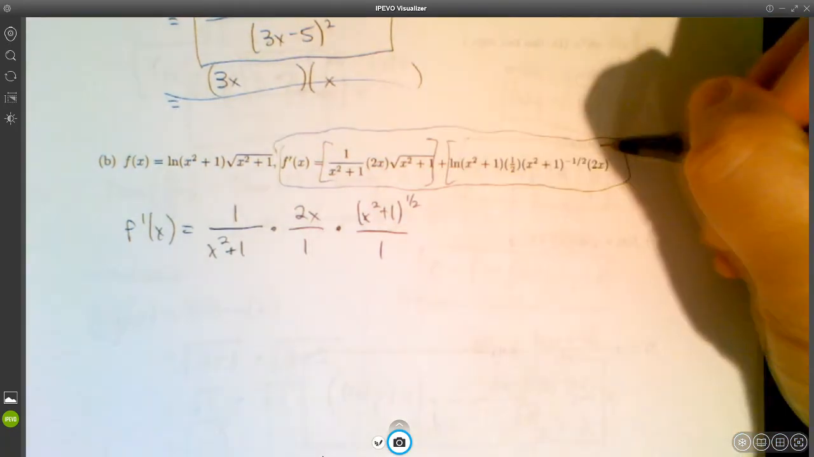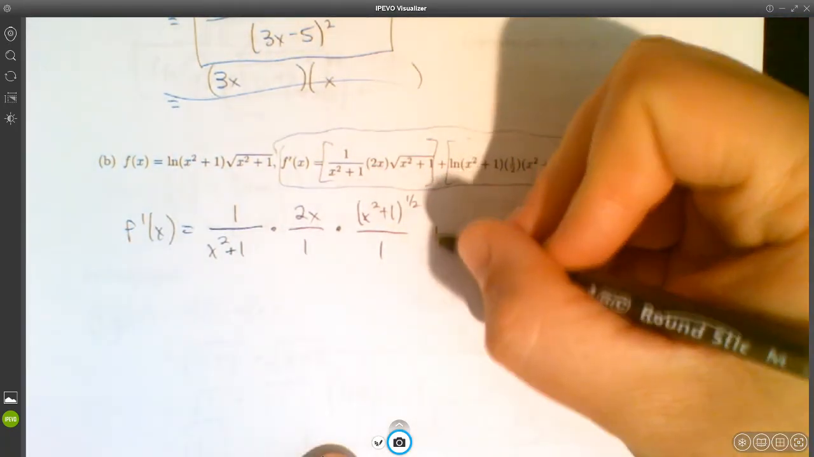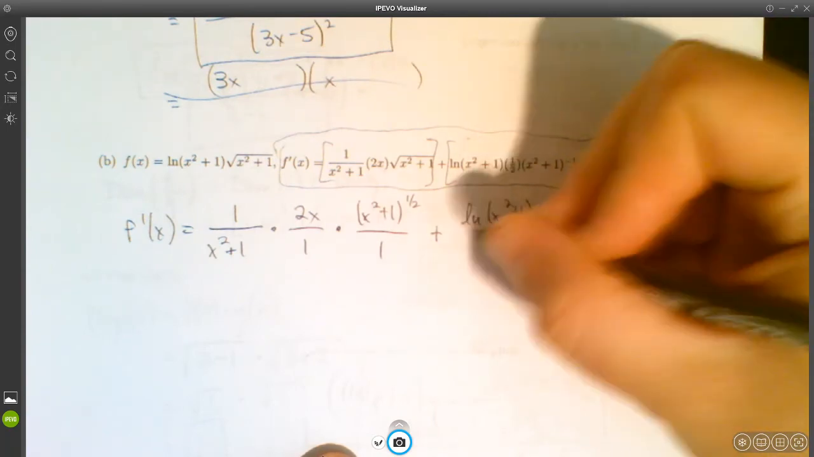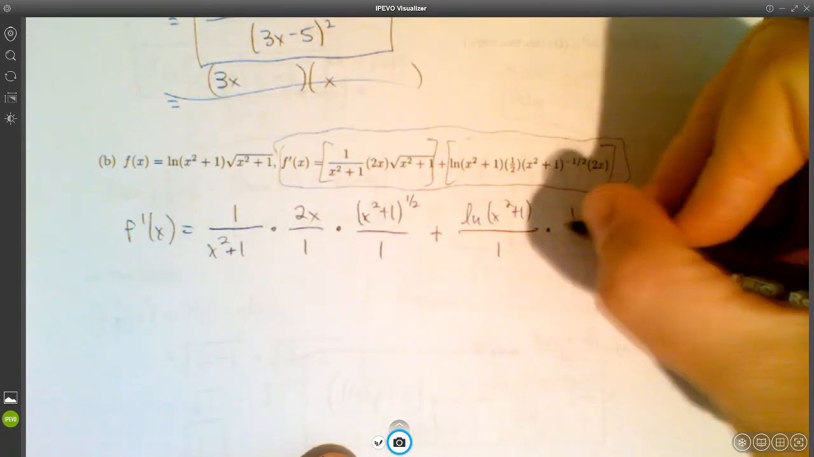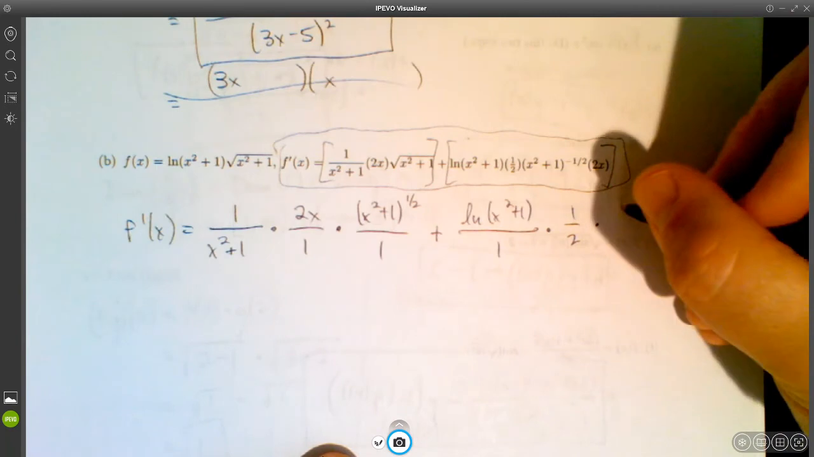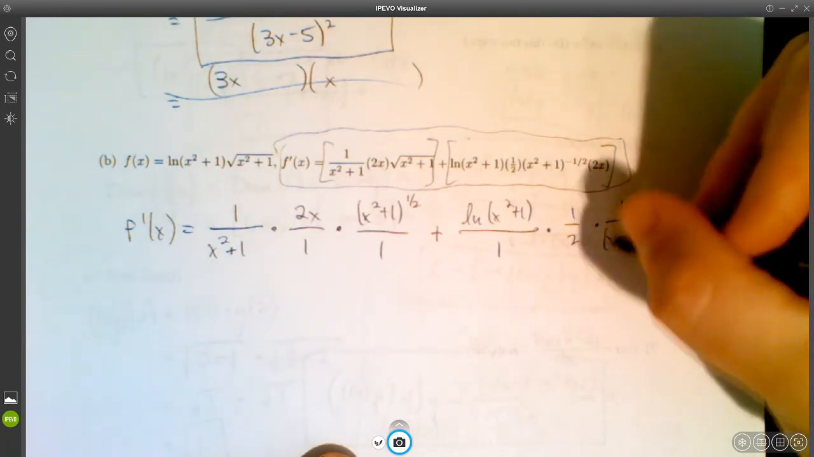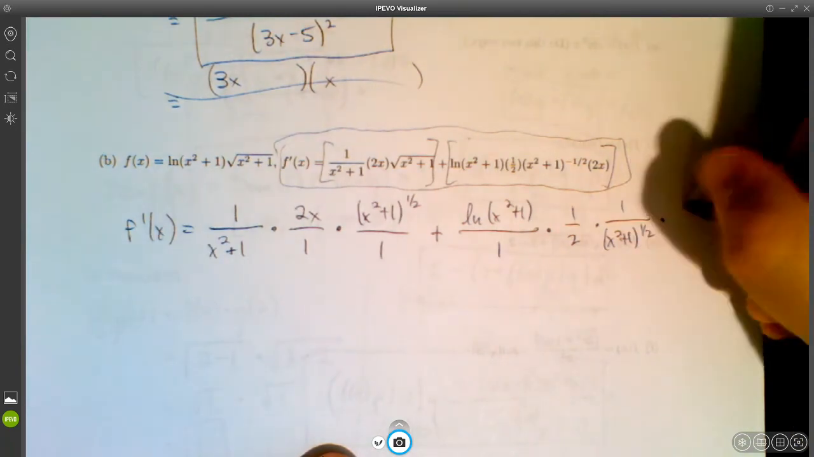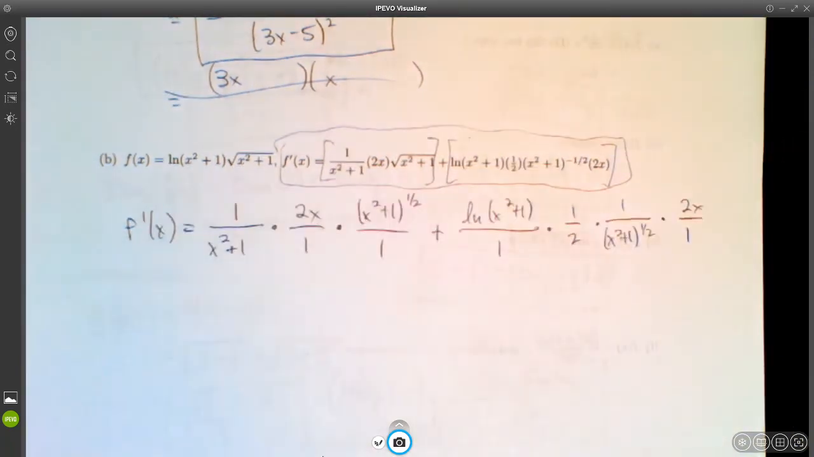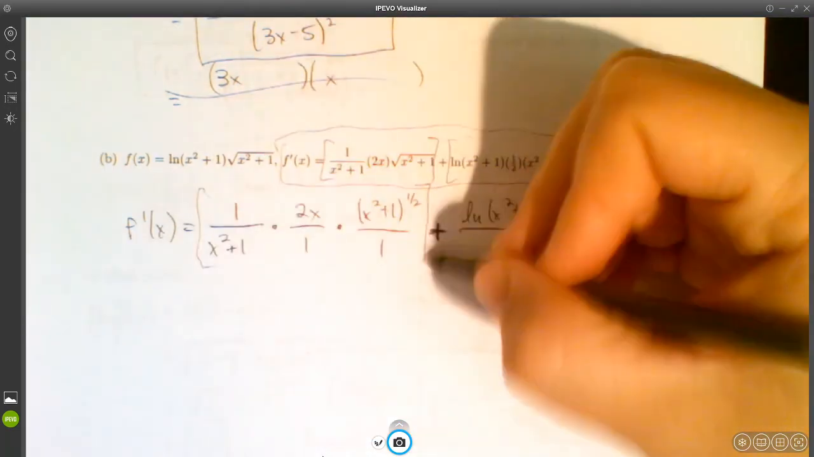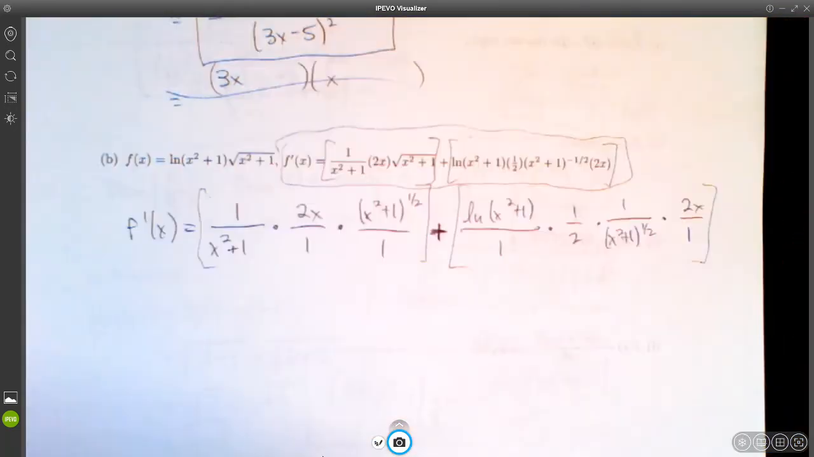And then the second term, I'm going to do the same thing. So I'm going to have a plus ln of x squared plus 1 over 1 times 1/2 times. Now this negative exponent, I'm going to flip this over and call this 1 over x squared plus 1 to the positive 1/2. And then I have a 2x over 1. The reason I set it up this way is because, first of all, you've got this sum, so you should simplify each of these terms individually.